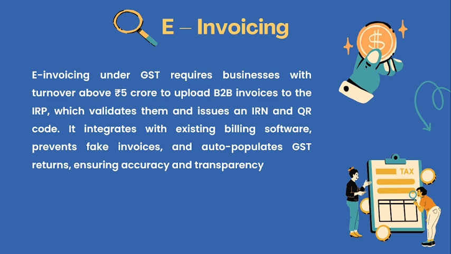Instead of issuing normal invoices, businesses upload invoice details to the IRP, which verifies the data and issues a unique invoice reference number and a QR code. This digitally authenticated invoice becomes a valid GST invoice.